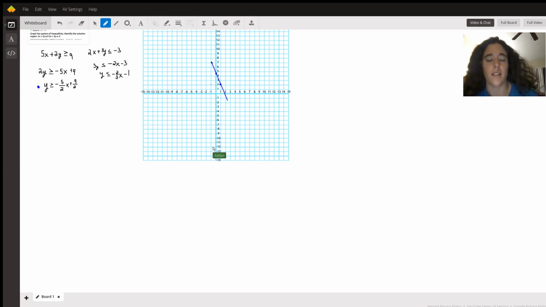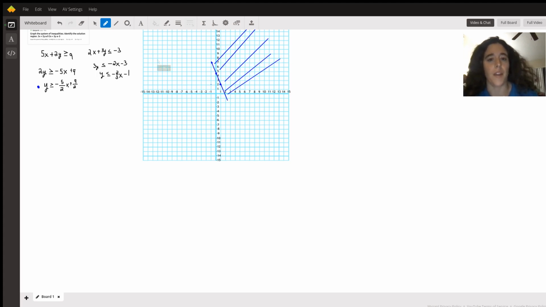You want to use a solid line here, because the figure we are looking at has an or equals to. Always use a solid line if you have an or equals to, and use a dotted line if you have no or equals to. Then we want to shade above or below this line. If it is greater than, you shade above the line. You want all of your y values to be more. And if it is less than, you shade below the line. You want all of your y values to be less.